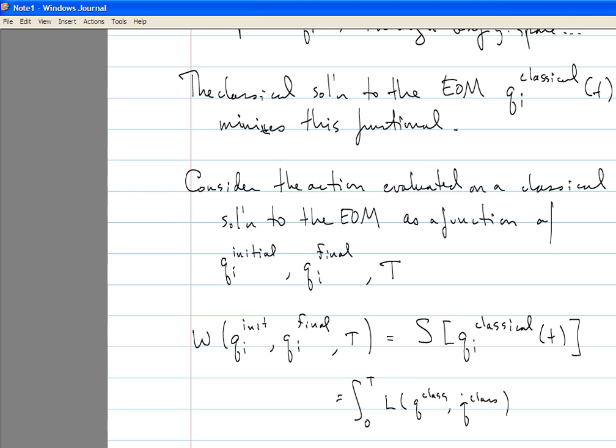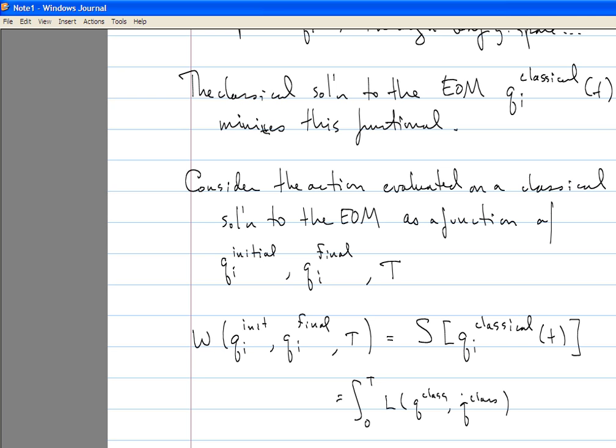So why does this always exist? I mean, it always exists unless you choose some particularly nasty values for q initial and q final. For example, if you're studying a pendulum, you want the x and y positions of the pendulum to be those that are allowed by the motion. But as long as they're in the configuration space, then you can always find such a trajectory.